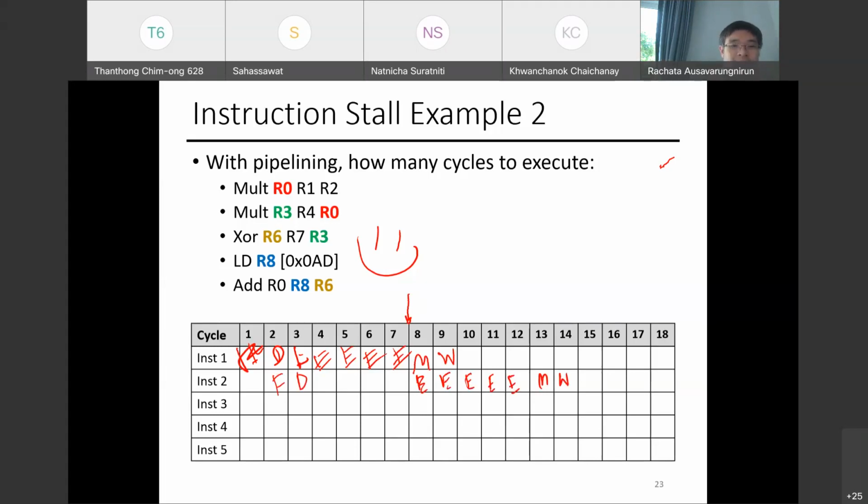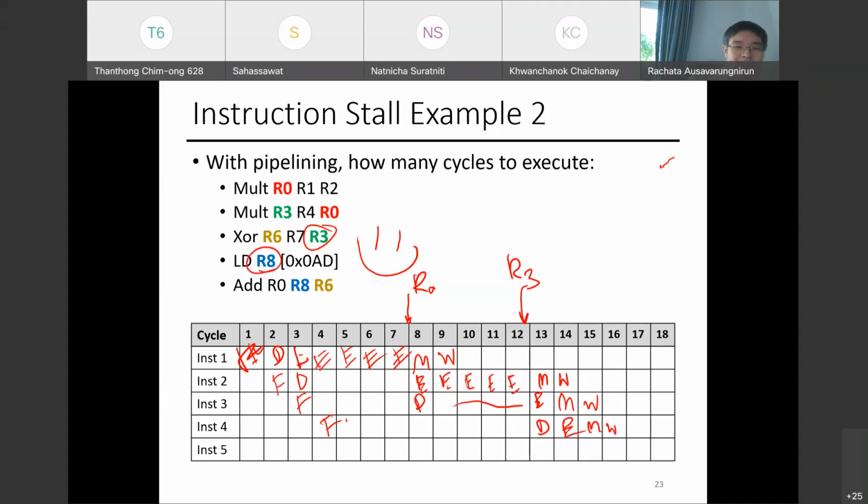Memory, write back, right? I need R3, so you can fetch here, you can decode here, and you can execute right here because that's when I know R3. R3 is here, R0 is here. Execute, memory, write back. You can fetch here, but you have to hold the decode. So the decode happens right here, and you have to hold the decode again up to here, so you can decode, execute, memory, write back.